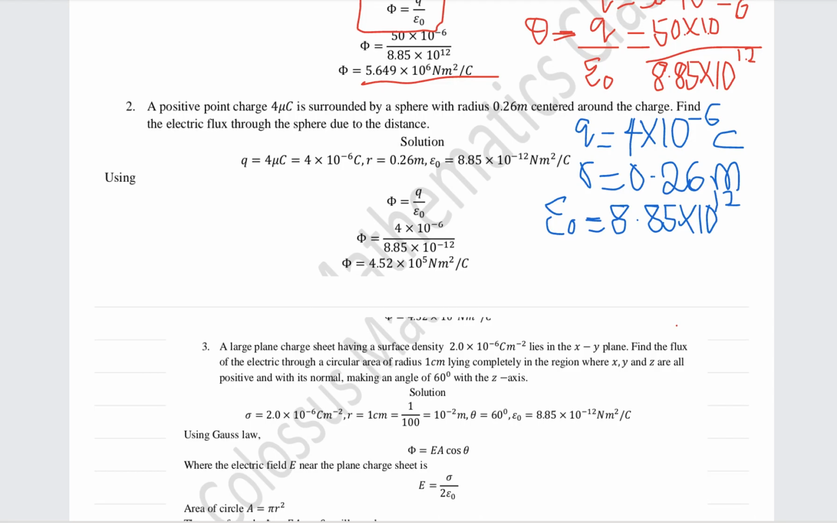So using that now, our formula, which is phi equal to Q all over epsilon naught. Let me do that again.